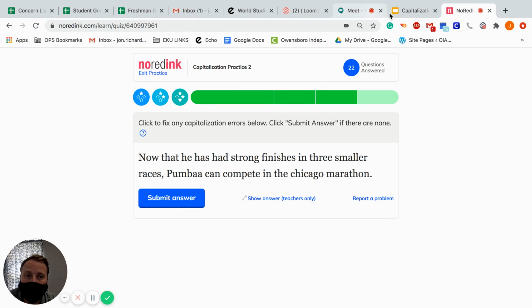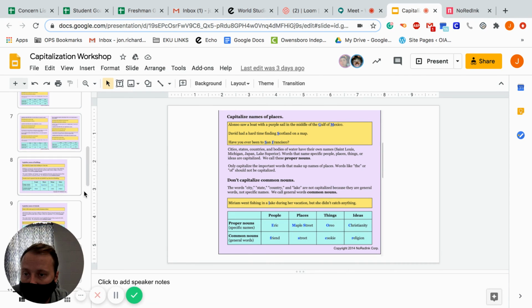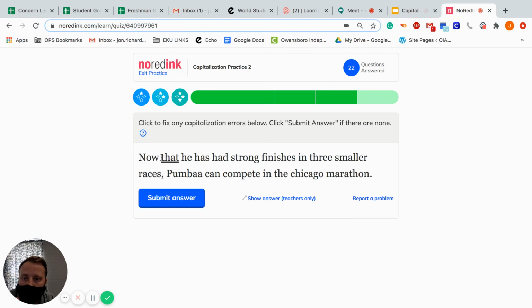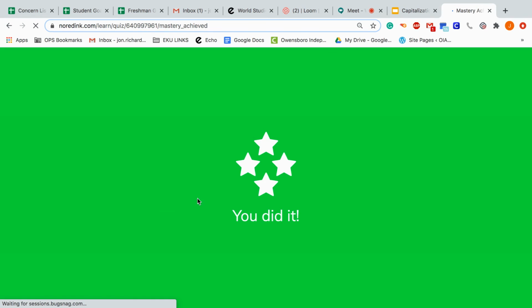And we can always go back and look at that list right here. It's at the very top. You don't capitalize "of." Now that he has had strong finishes in 3 small races, Pumbaa can compete in the Chicago Marathon. So we capitalize Chicago Marathon. We just had a question about that one. All right, we're good to go.